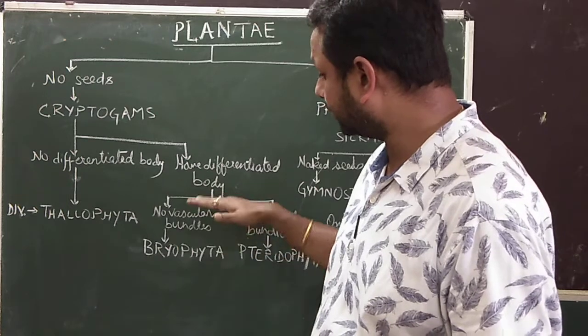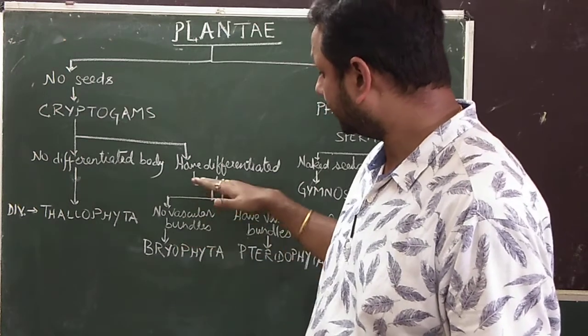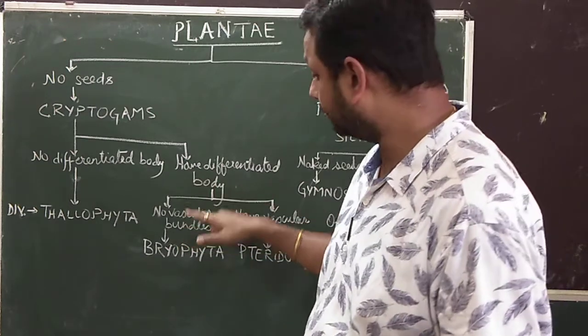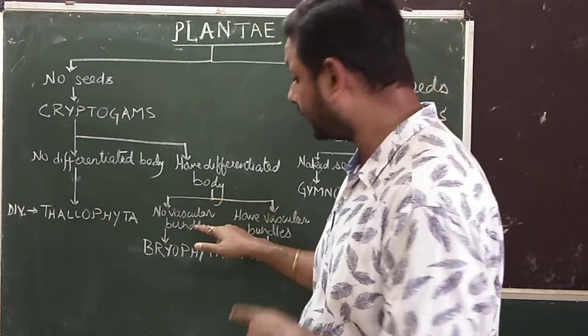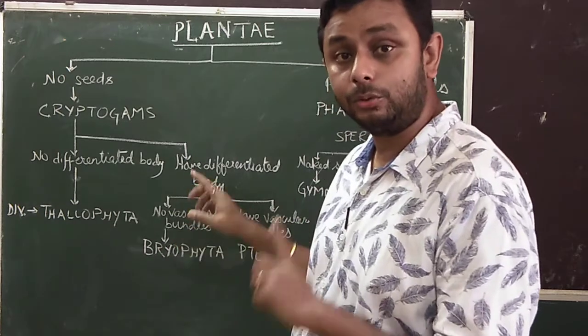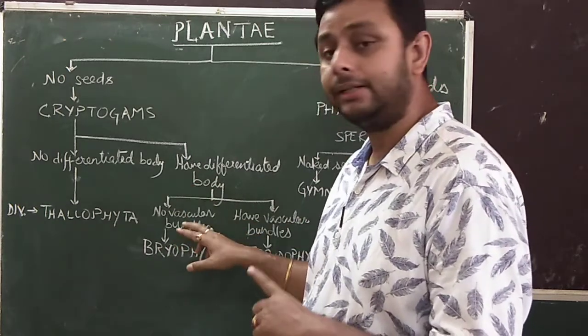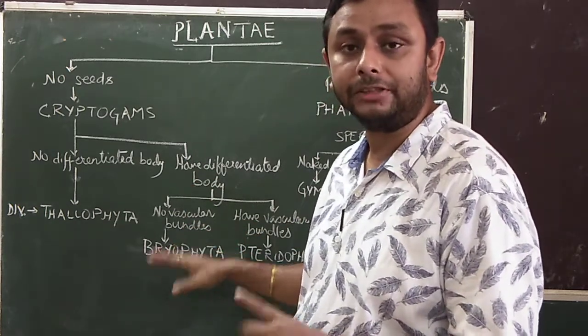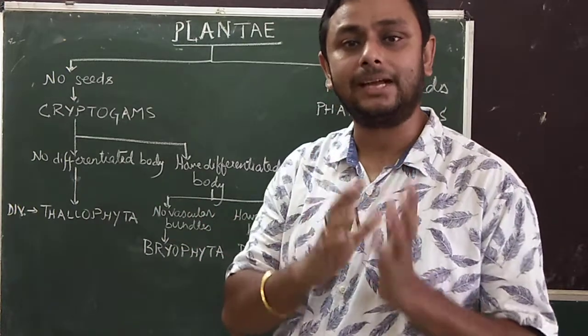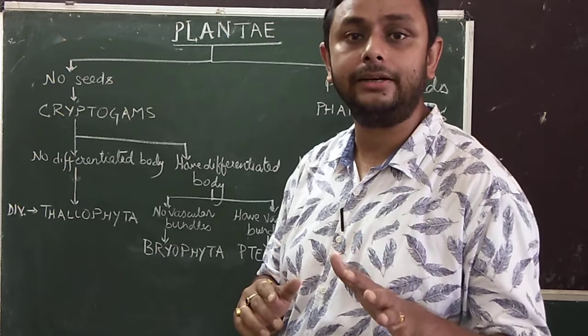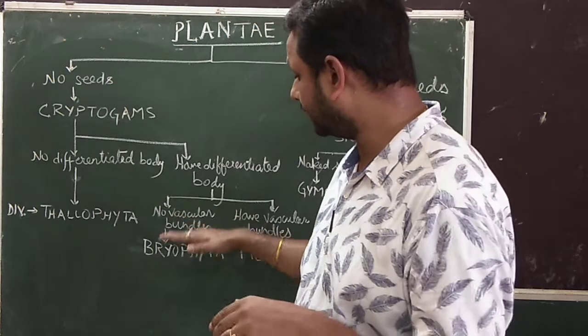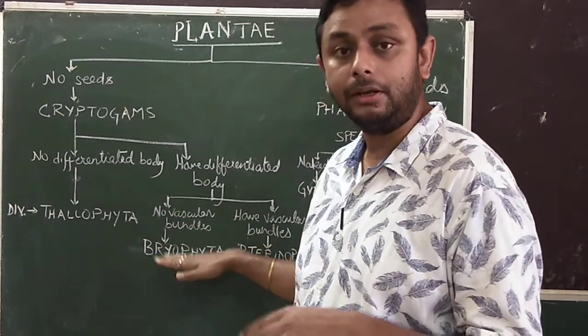Now coming to those plants which have a differentiated body. Those plants can be further classified based on whether they have vascular bundles or they don't have vascular bundles. If they do not have vascular bundles, then they are called bryophytes. Vascular bundles means having xylem and phloem, the conducting tissue. So if they do not have these conducting tissue, then they are placed under the division Bryophyta.